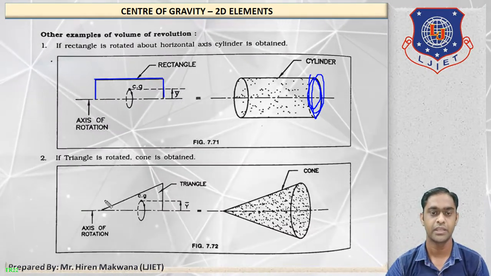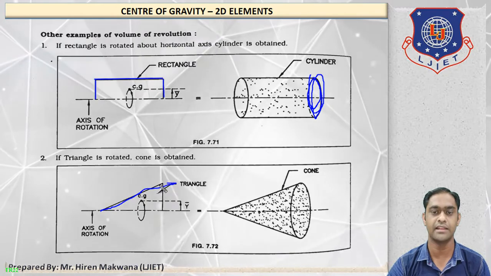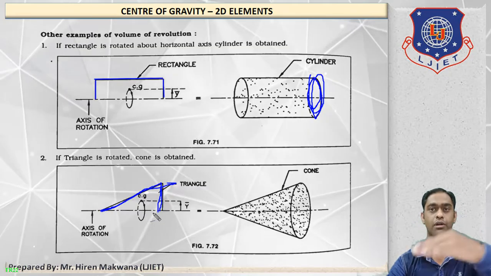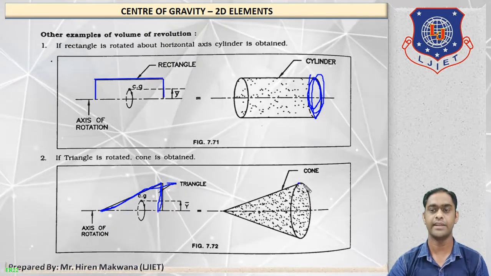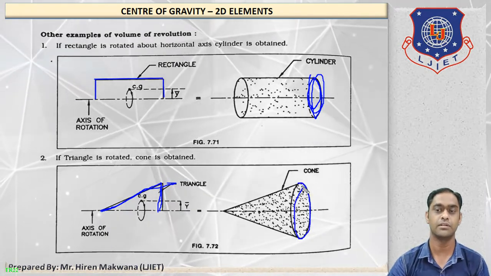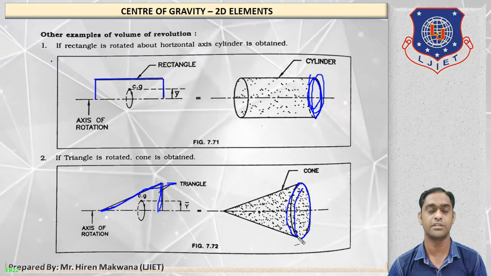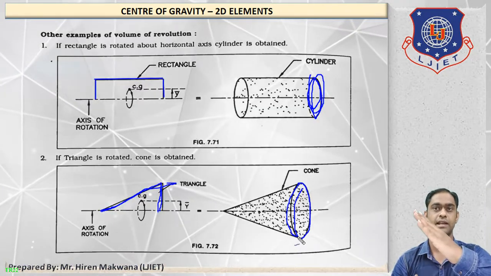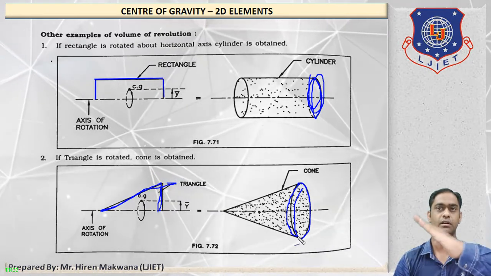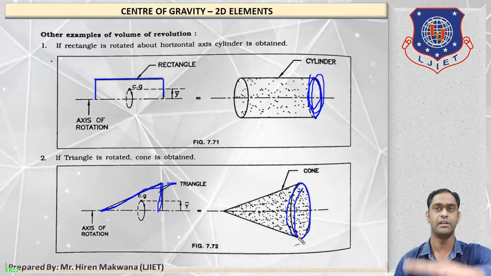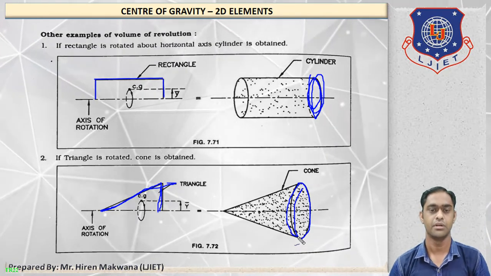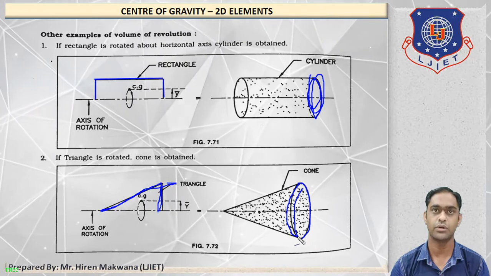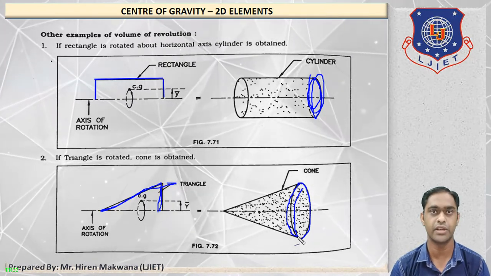In the second case, an inclined right-angled triangle like this is going to be revolved. So we will get a conical element. Actually a solid cone is going to be formed. With the help of this inclined line, rotating about 360 degrees, we will get a solid cone. So this is the method by which we can calculate any areas or volumes of closed figures.